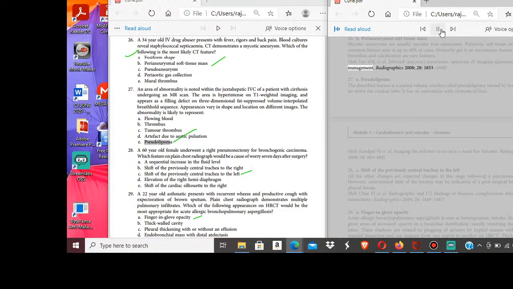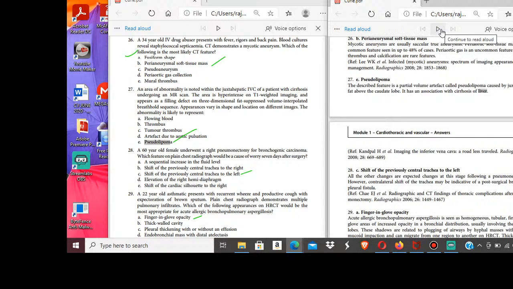Imaging appearances and management. Radiographics 2008; 28: 1853-1868. 27. E. Pseudolipoma. The described feature is a partial volume artifact called pseudolipoma caused by juxtacaval fat above the caudate lobe. It has an association with cirrhosis of the liver.